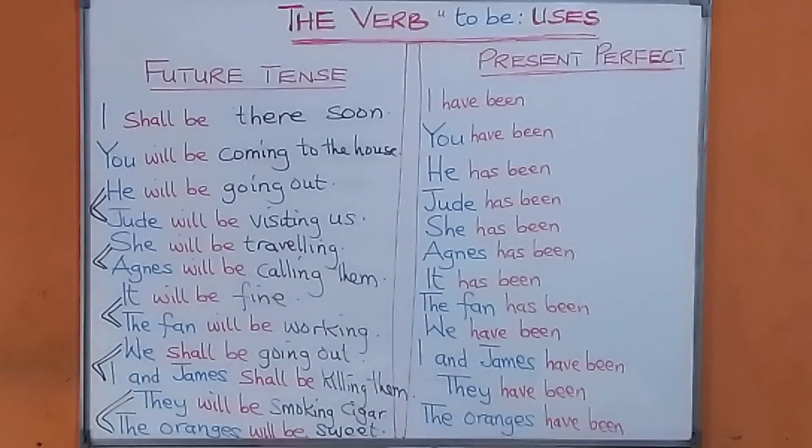You see how you can put something in the future, something that is coming. This is how you start to make the sentence, how you can start your grammar if you're a new beginner. I shall be, you will be, he will be, Jude will be, she will be, Agnes will be, it will be, the fan will be, we shall be, I and Jen shall be, they will be, the oranges will be. And that is how to start in the future tense.